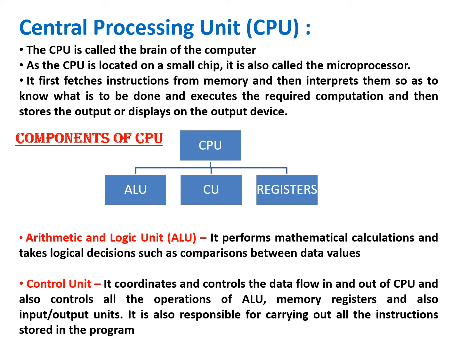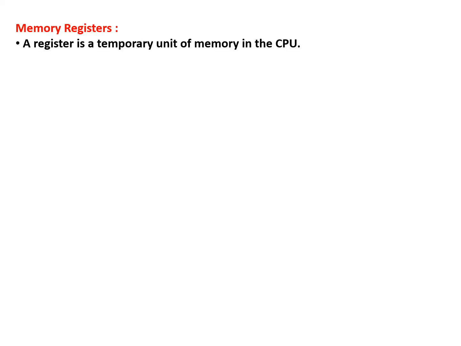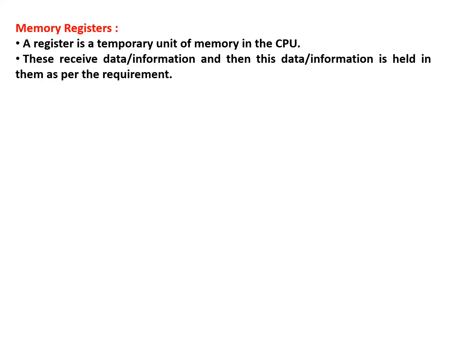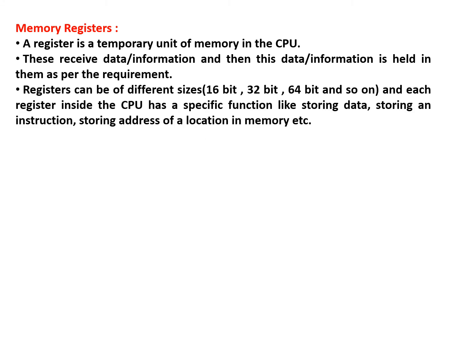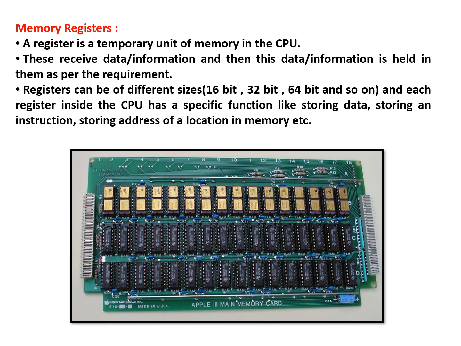ALU is clear, CU is clear. Now the next one is your memory register. This is a temporary unit of memory which is in your CPU. It receives data, then this data is held in them as per the requirements. Registers can be of different sizes: 16 bit, 32 bit, 64 bits and so on. This is how this register looks like, where your data is temporarily getting stored.